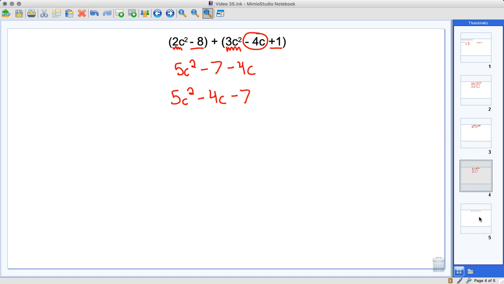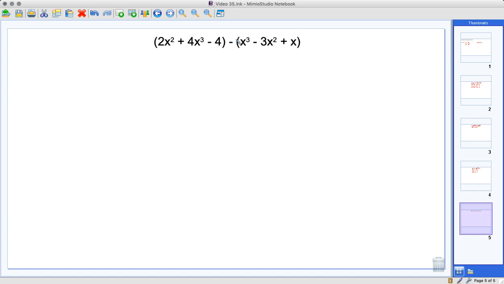Okay, one more subtraction problem. So remember, make this a plus. Change all of the other signs inside that second parentheses. You don't change the first parentheses.